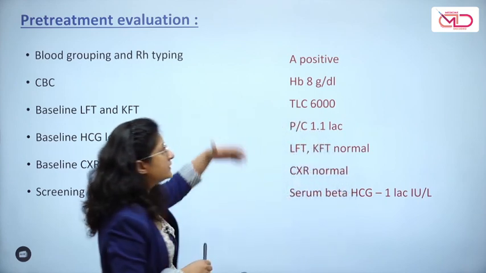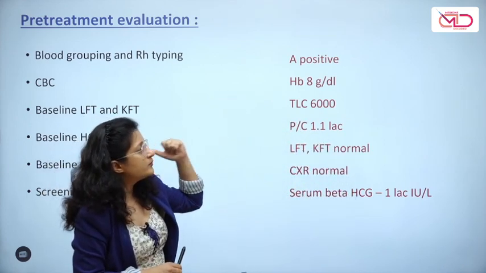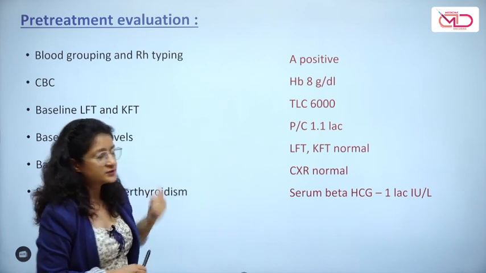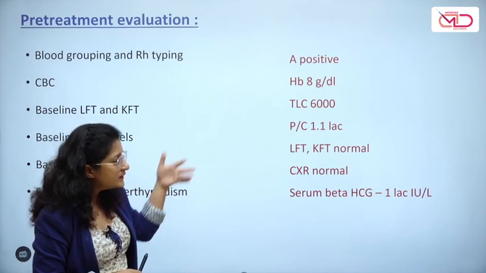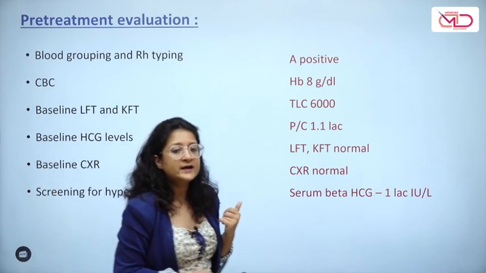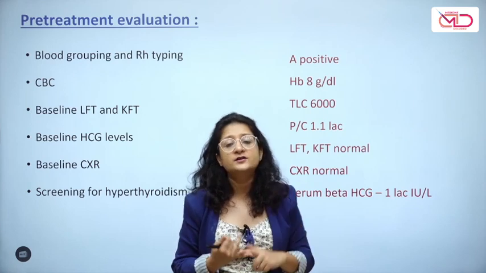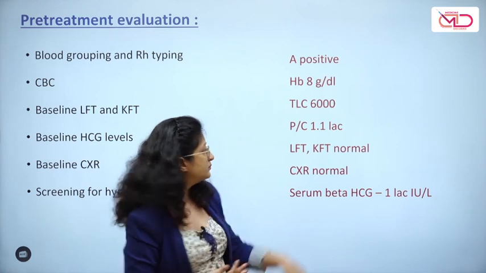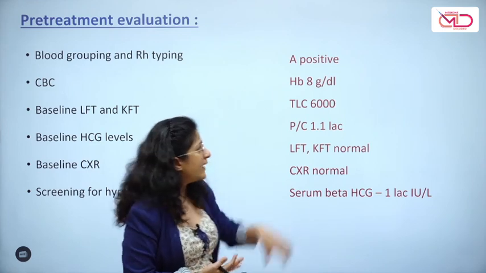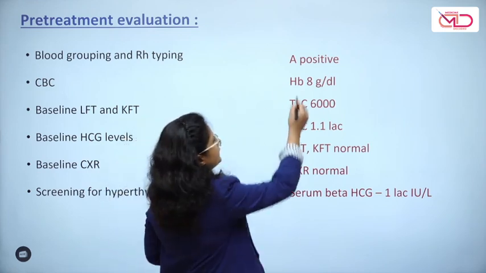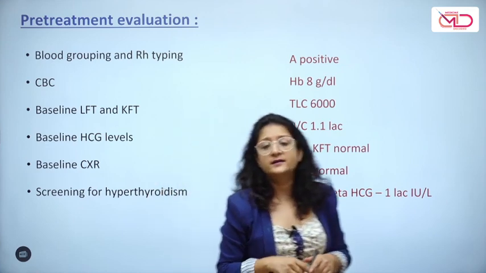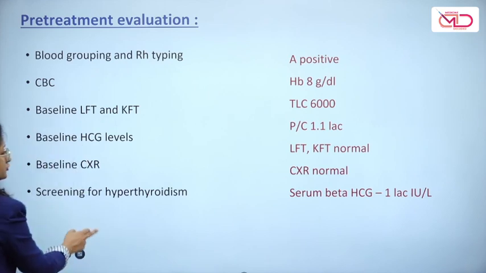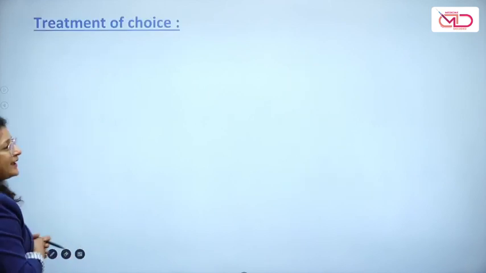Our patient showed that she's A positive, her hemoglobin is 8, TLC is fine, platelet is fine, liver function tests and kidney function tests are normal, chest x-ray is normal, and serum beta HCG is 1 lakh international units per liter. So I had an ultrasound diagnosis of a complete molar pregnancy. Now I have a pre-treatment evaluation whereby her baseline status looks fine, except for the fact that she's definitely anemic and her serum beta HCG is quite raised. Now with this information in mind, I will plan the treatment.